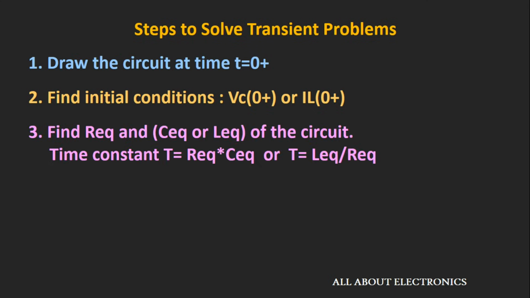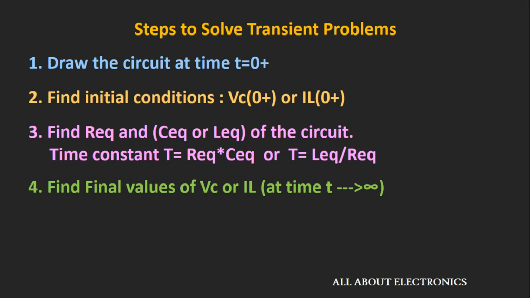Then after, if the circuit contains more than one resistor, then find the equivalent resistance of the circuit. Similarly, if the circuit contains more than one inductor or capacitor, then find the equivalent capacitance or equivalent inductance for the given circuit. The time constant for that circuit can be given as R equivalent times C equivalent if it is an RC circuit, and if the circuit is an RL circuit, then the time constant can be given as L equivalent divided by R equivalent.